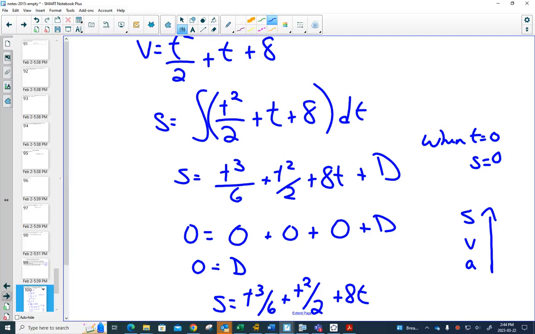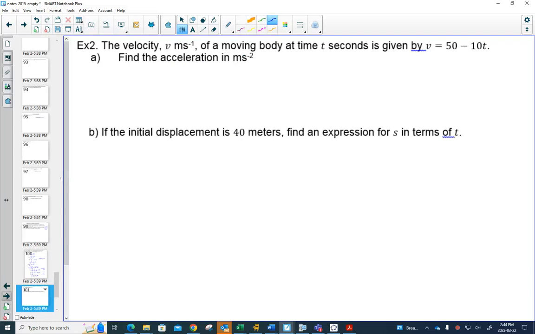So in question number 2, we're given the velocity, and they want us to find the acceleration. So I'm thinking, okay, I have to do the derivative. The number one thing that you can mess up here is just doing the wrong thing, integrating instead of doing the derivative. In this case, if I do the derivative of that, I'll just write dv/dt, it would be negative 10 meters per second squared.